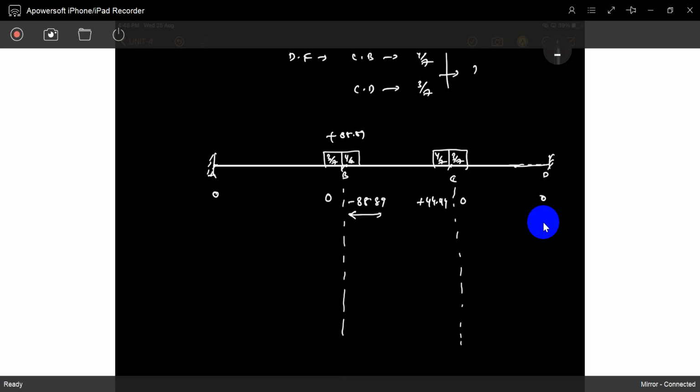So how much is distributed between BA and BC? Take your calculator: 88.89 multiplied by 3 divided by 7 is 38.09, so take 38.1. Okay, so the remaining here is 50.79.